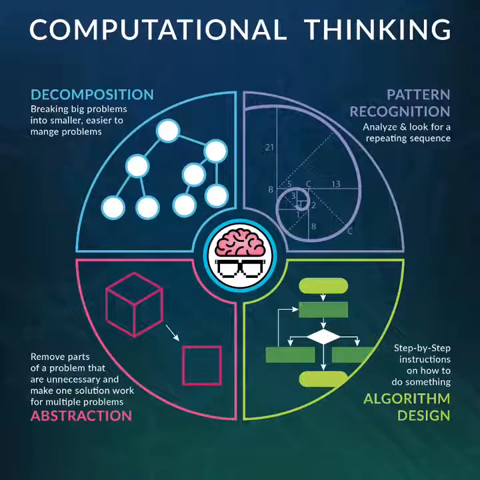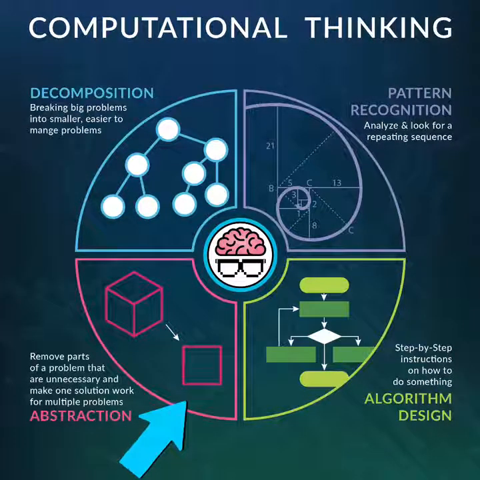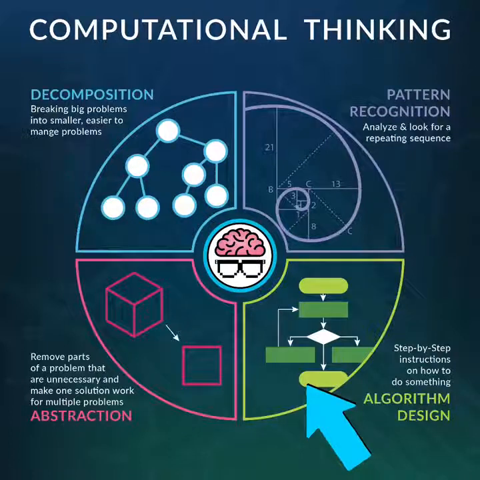And it looks a little bit something like this. Basically, you're breaking down a problem into simpler parts, recognizing patterns that you might have seen before, looking for something that is repeating, removing parts of a problem that are unnecessary or irrelevant and only focusing on the important parts, and then eventually creating step-by-step instructions on how to do something. That is why a lot of math is a process, or step-by-step instructions on how to solve a problem.